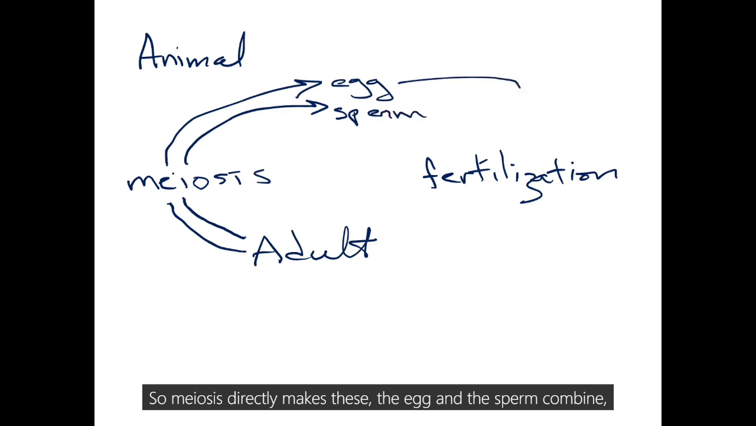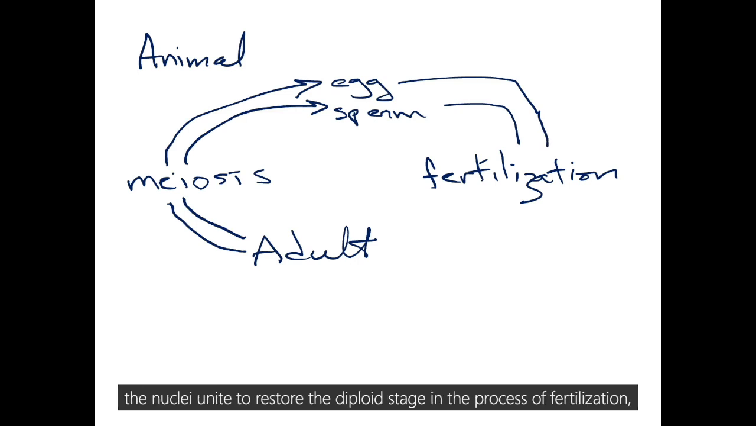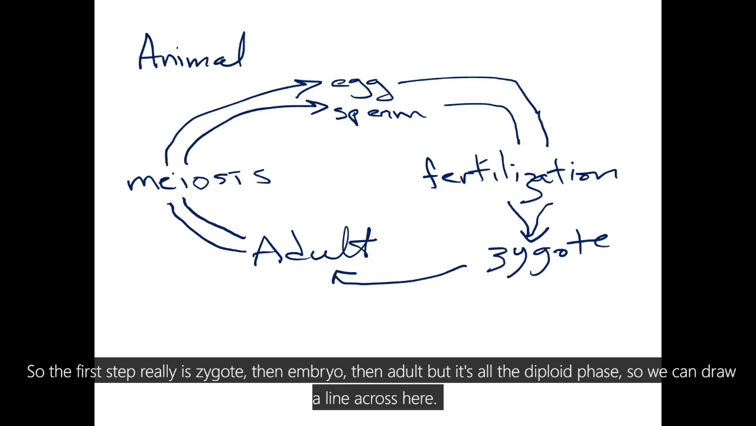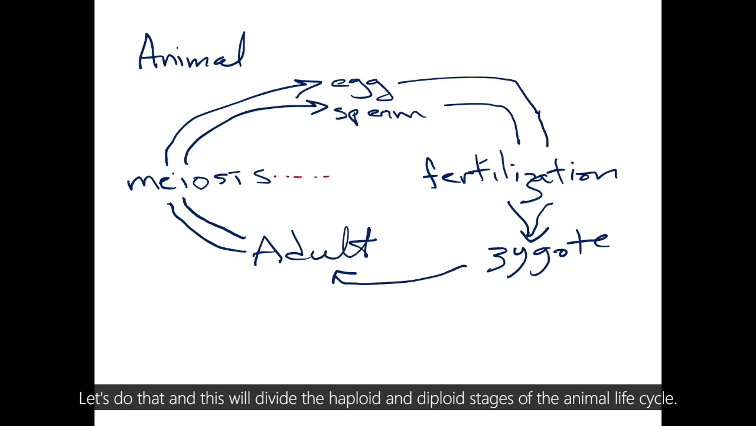The egg and the sperm combine, the nuclei unite to restore the diploid stage in the process of fertilization. Fertilization gives rise to the next generation, starting out with an embryo, which is followed by an adult. So the first step really is zygote, then embryo, then adult, but it's all the diploid phase. So we can draw a line across here. Let's do that. And this will divide the haploid and diploid stages of the animal life cycle.